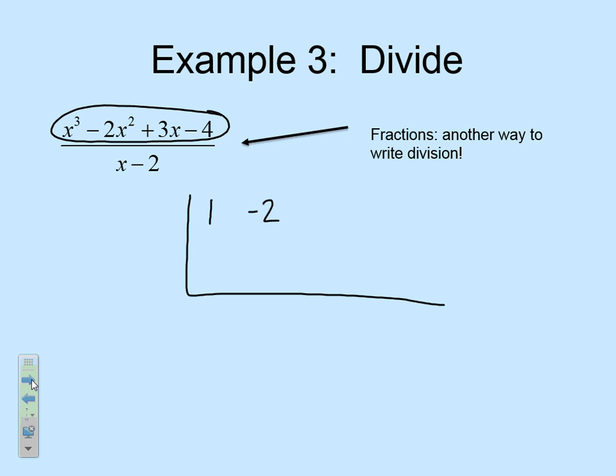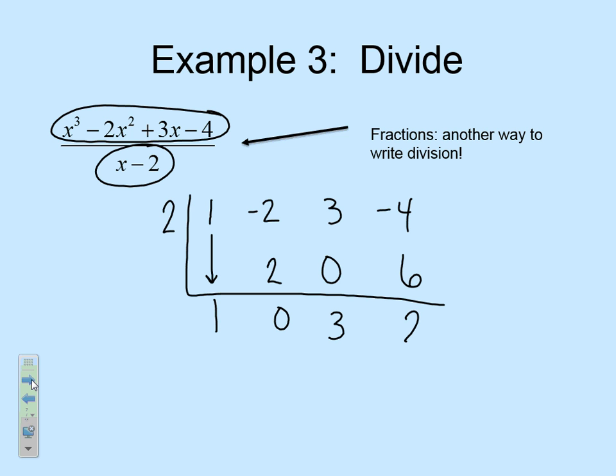1, negative 2, 3, negative 4. This is my divisor, so I'm going to solve it or find the solution to it. The number 2 would go on the outside, positive 2. 1 gets dropped down, and I'm going to do the dividing process here. 2 times 1 is 2. Add 0. Multiply 0. Add 3. Multiply 6. Add 2. So my answer here, I need to rewrite what this represents.